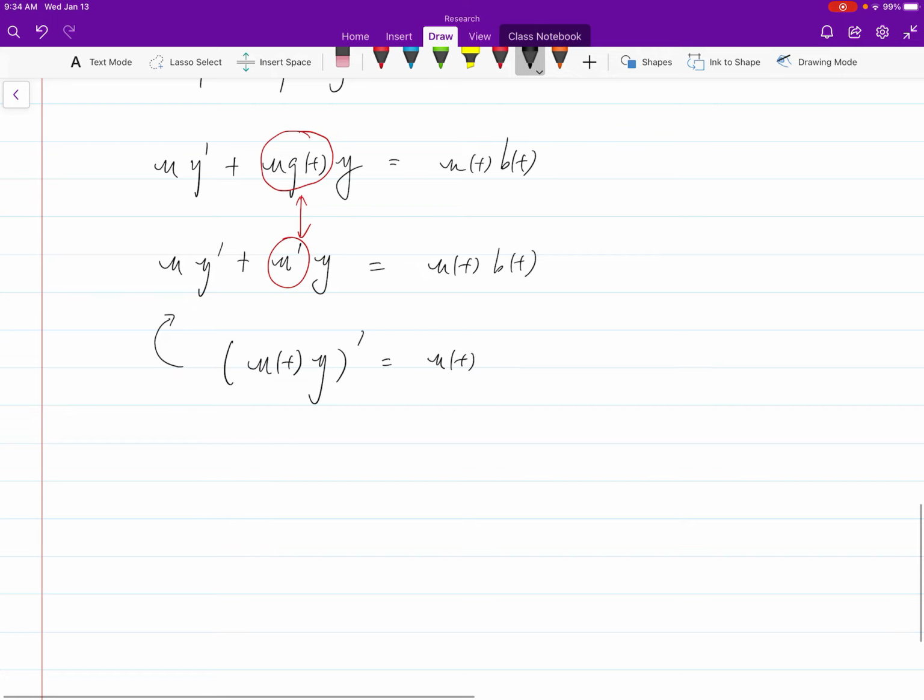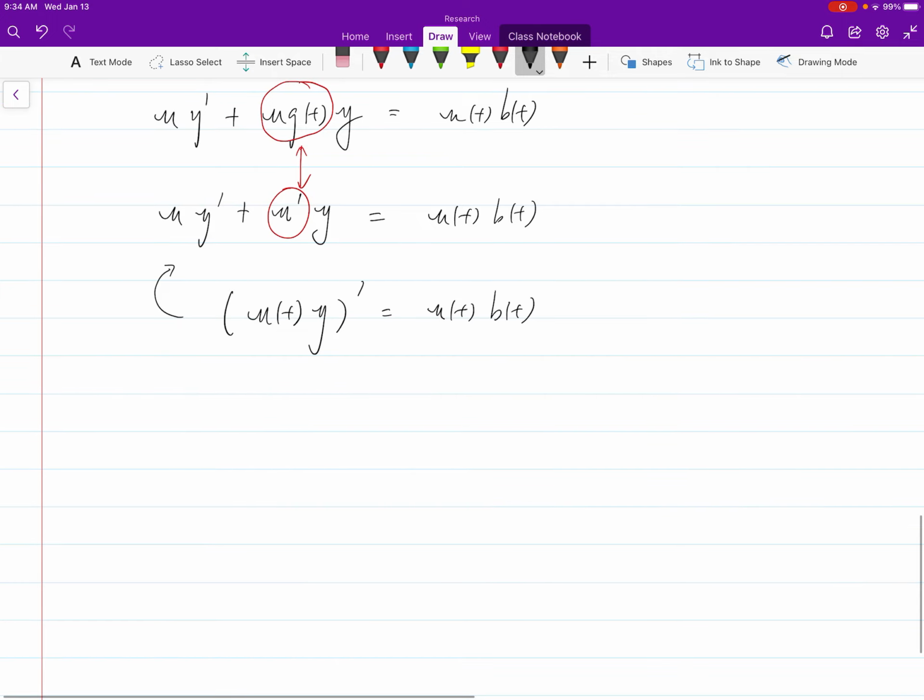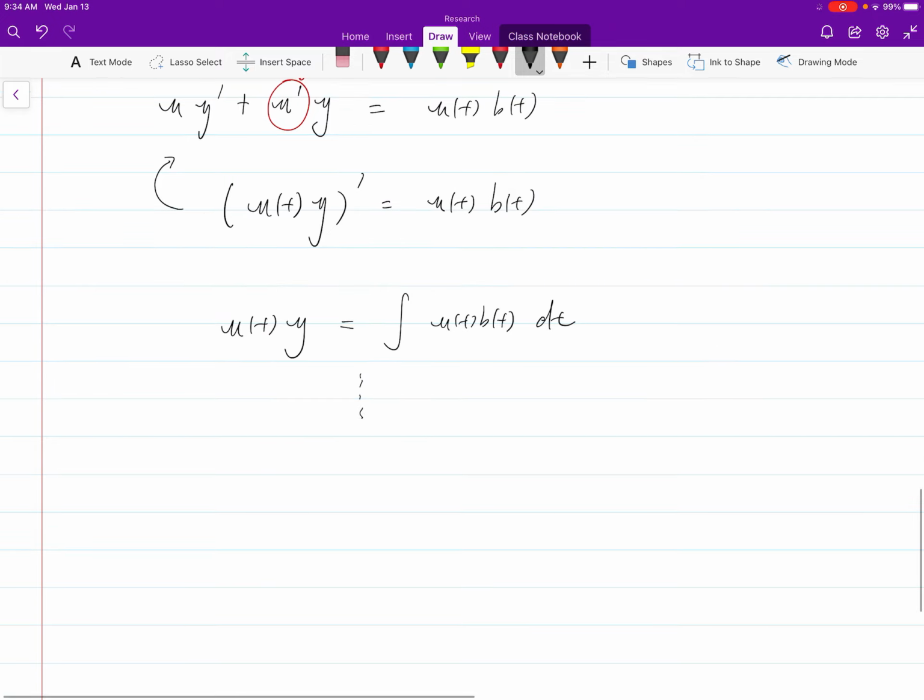So finally you have this. And finally you can take the integration on both sides. You will have mu t y equals the integration of mu t bt dt, and you can just continue. Okay, and solve it. When you finish, divide mu t on the other side. So that's roughly the idea.